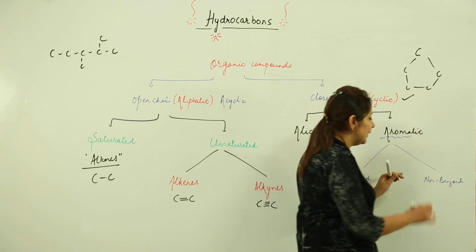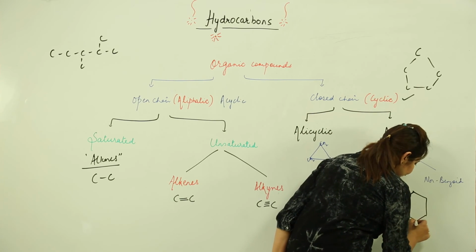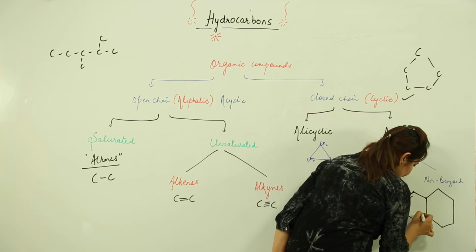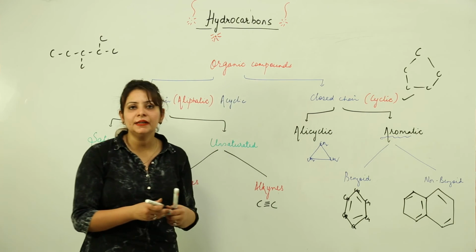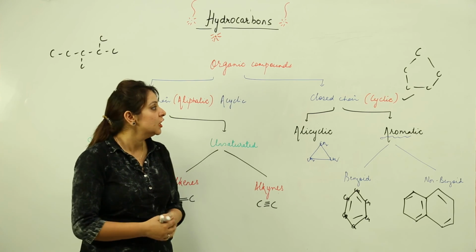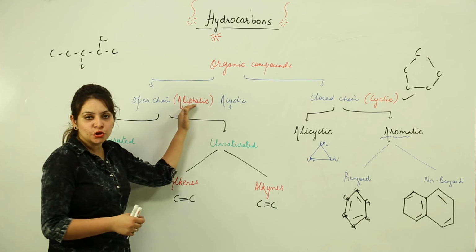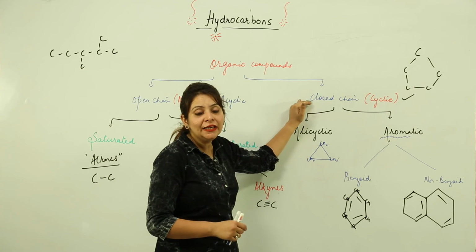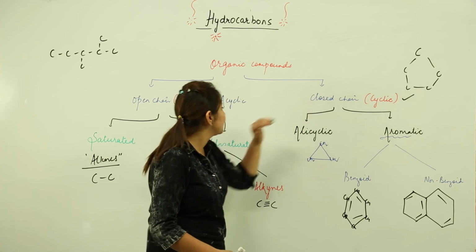And when there is a ring, but typically not a benzene ring, like we have here, this is typically a naphthalene. So it possesses a ring, but it is not a benzene ring, so it is called a non-benzoid compound. This is how we divide the organic compounds into different types. I think you got it: when there is a chain, whether branched or unbranched, it falls in the category of acyclic, but whenever you see a ring, containing a benzene or without benzene or some other ring, it falls into the category of cyclic.